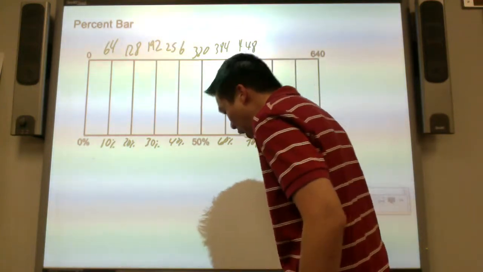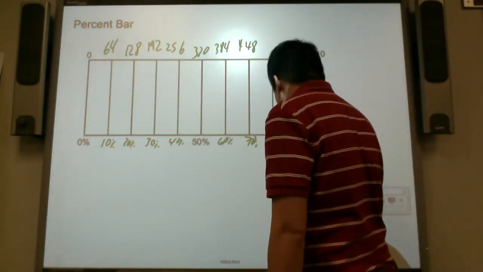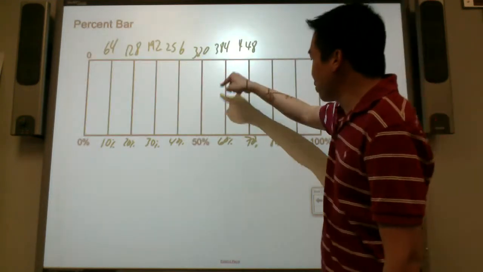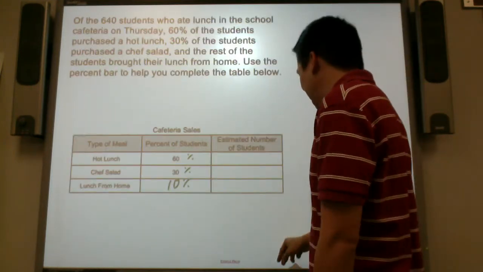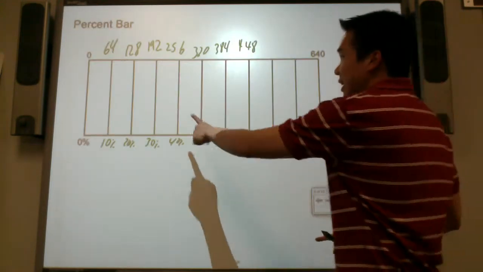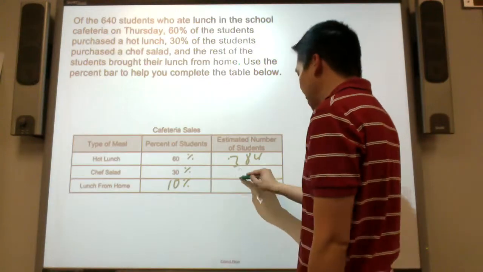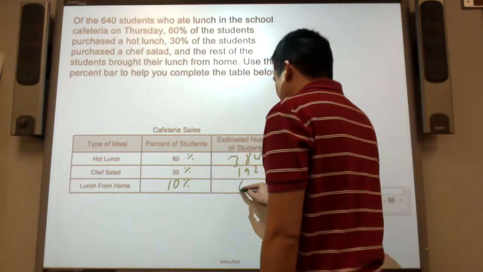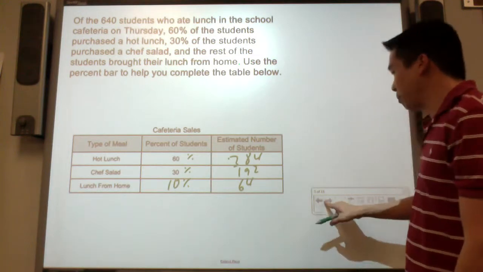You might say, why? Let's go back to our question. I should have stopped at 60%. 60% is equal to how many students? 384 students. 30% is equal to 192 students. 10% is equal to 64 students. That is how you can use it through the picture model.